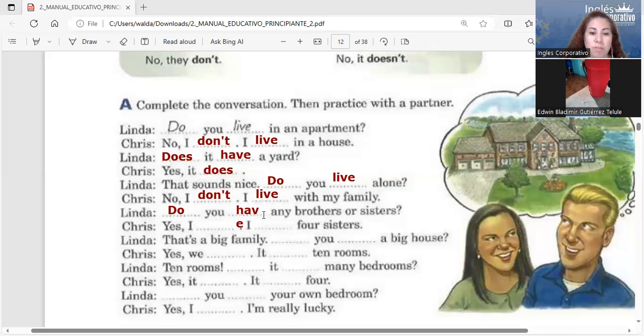Do you have any brothers or sisters? Yes. I have. Yes, I. Short answers. Yes, I do. Very good. Yes, I do. I have four sisters. That's a big family.